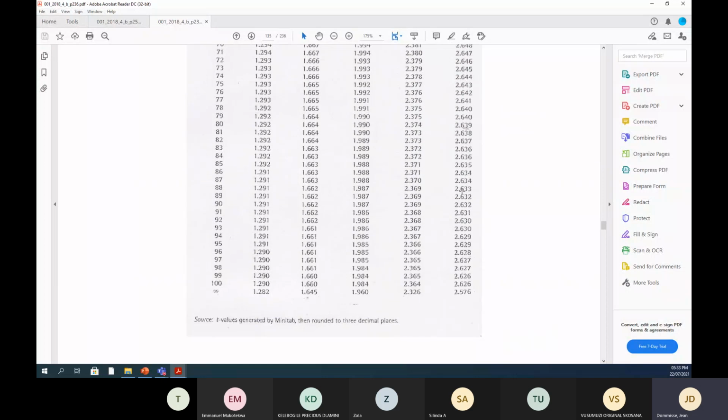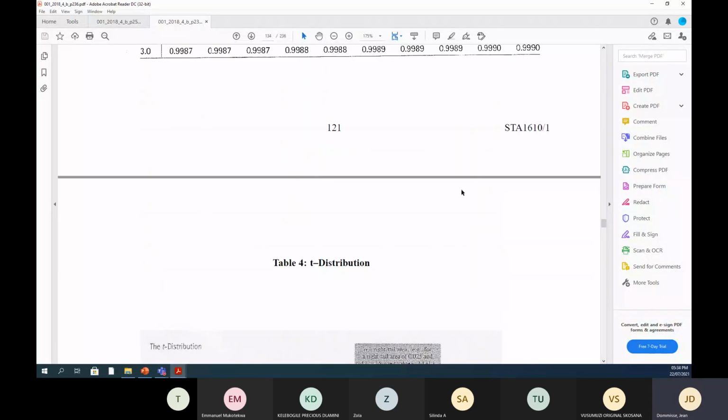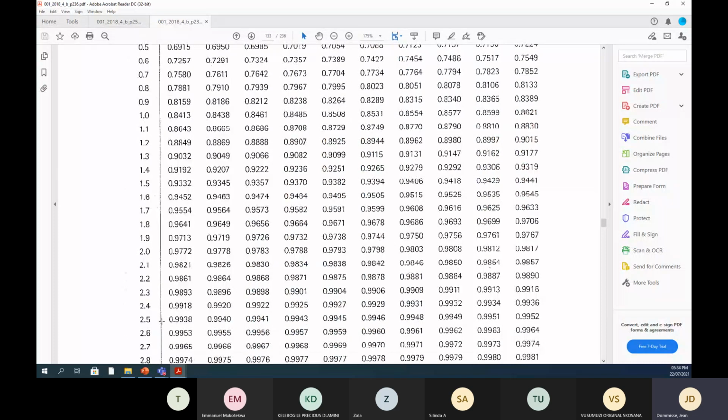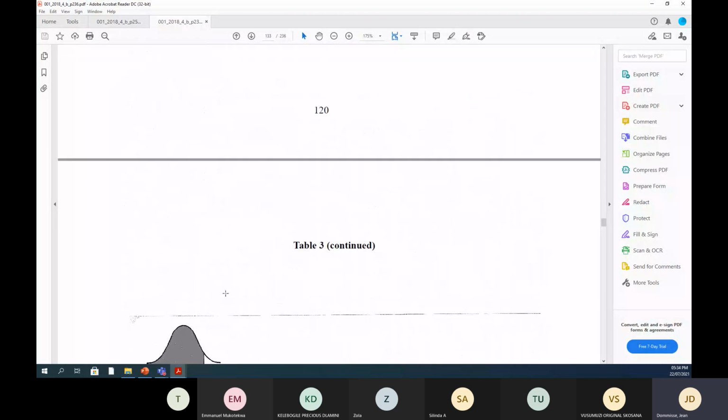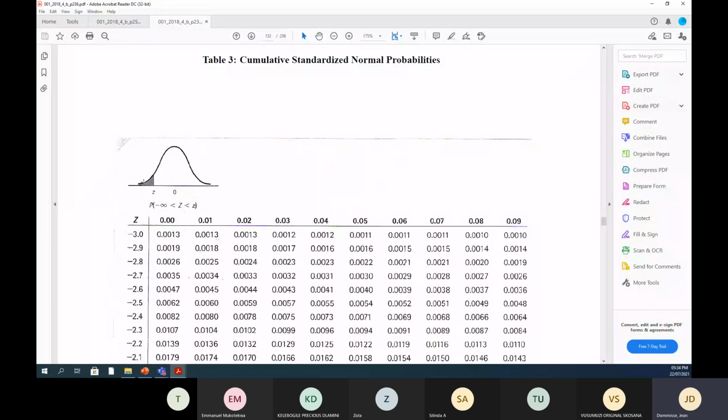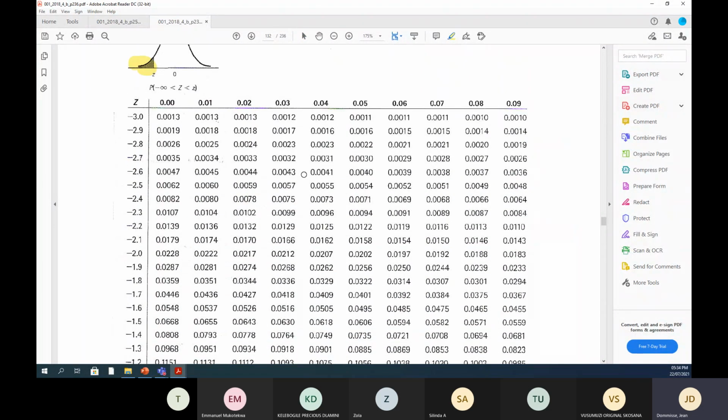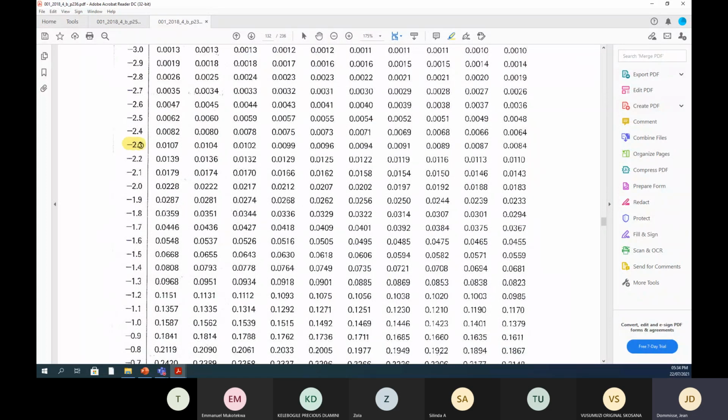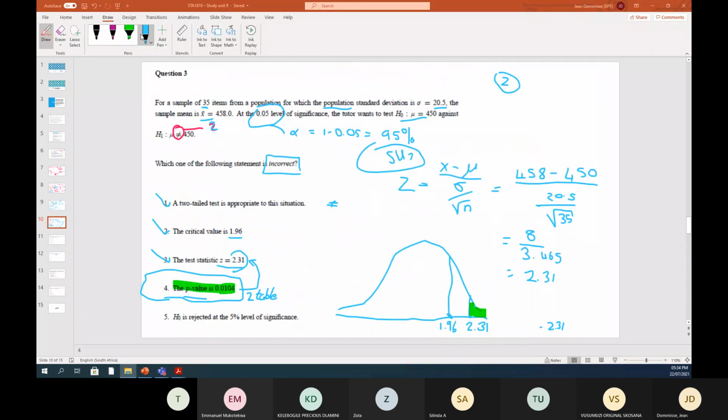Okay, so we were looking for Z equal to 2.31. Z equal to 2.31 will give you that. So let's just go to the negative so that I can get the small area. So I want to get to that small area basically. So negative 2.31, 0.0104. Okay, so now the big question is that correct or is it wrong?